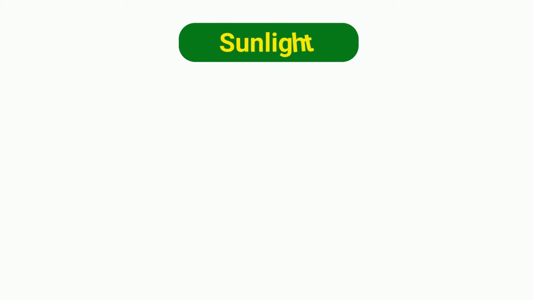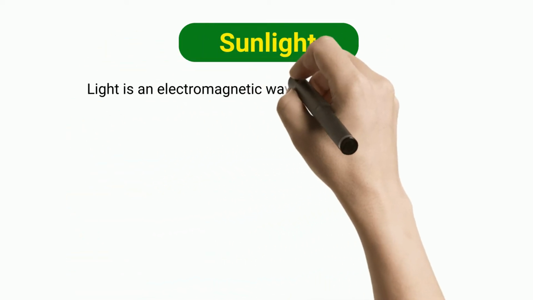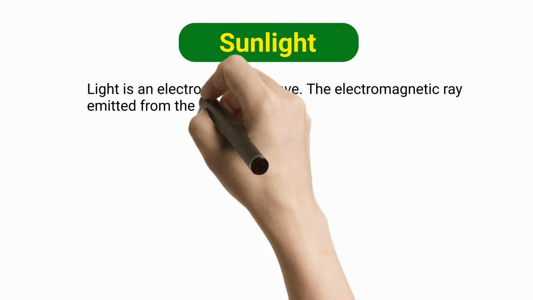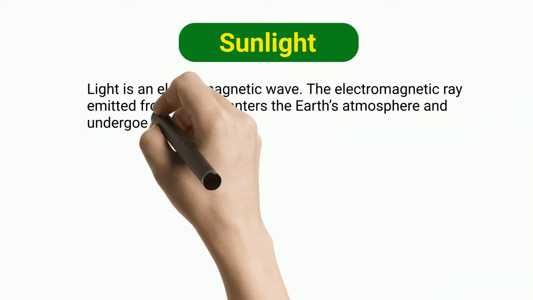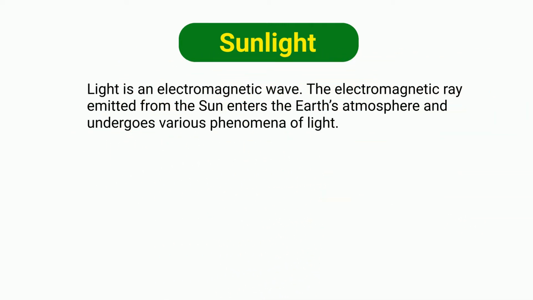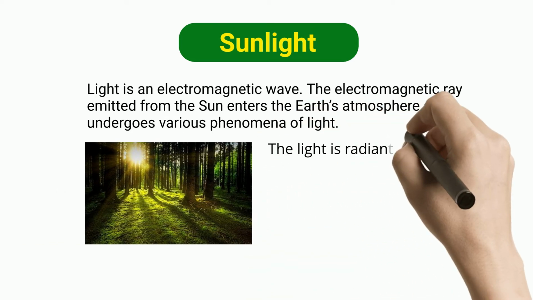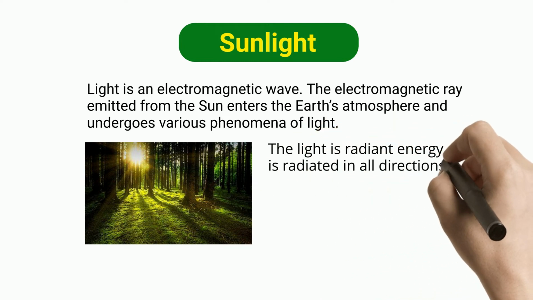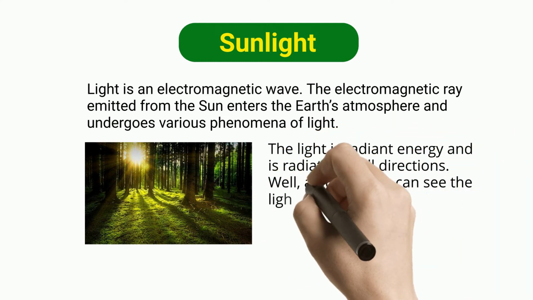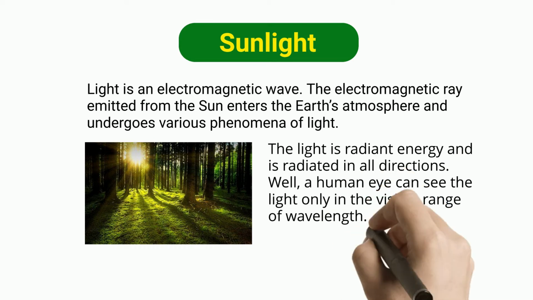Sunlight. Light is an electromagnetic wave. The electromagnetic ray emitted from the sun enters the Earth's atmosphere and undergoes various phenomena of light. The light is radiant energy and is radiated in all directions. Well, a human eye can see the light only in the visible range of wavelength.